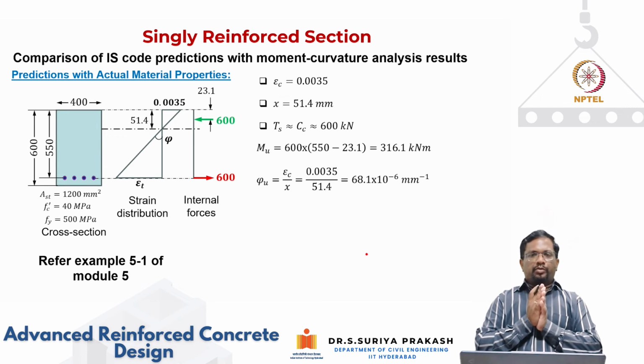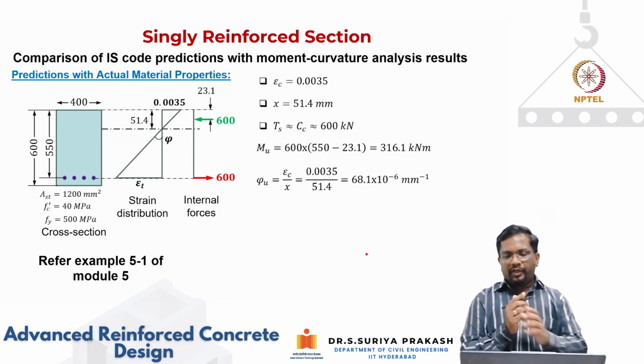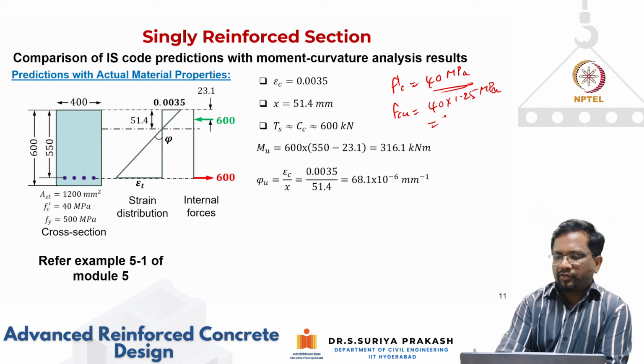Now, I want to compare this with what you got from your actual values, from the detailed moment curvature analysis. The only thing is the stress strain curves were different. So we took F prime C equal to 40 megapascal. If cylinder strength is 40, what would be my cube strength? 40 multiplied by 1.25 megapascal, so it works out to be 50 for cube strength.